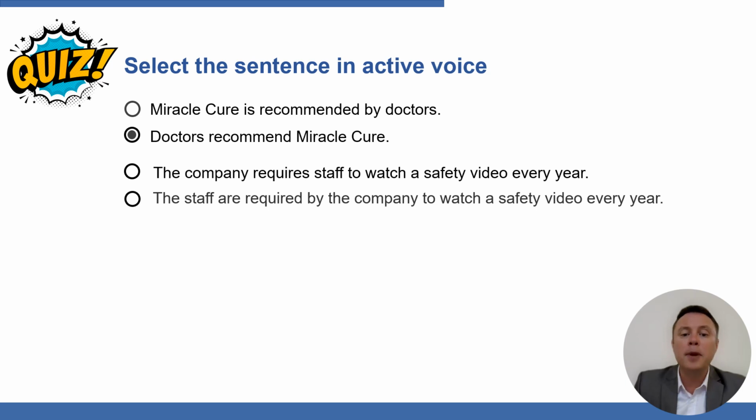Next one. The company requires staff to watch a safety video every year, or the staff are required by the company to watch a safety video every year. The answer is the company. And already with both of these, you can see the sentence is shorter. And yeah, this one especially, the staff are required by the company to watch a safety video every year, is very long-winded. But if you need it to be like that, then passive is fine. But in an email, wherever possible, use the active. More often than not, people will try and use the active in an email because it's shorter.